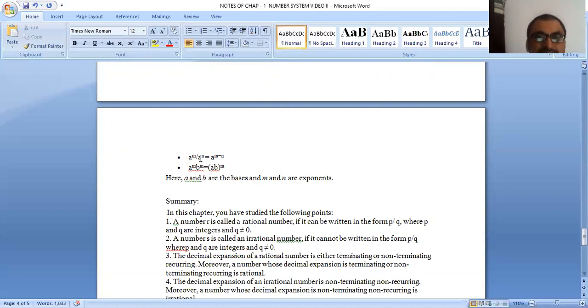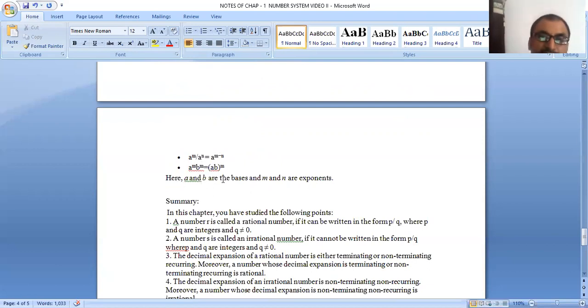Third is a to the power m upon a to the power n. Here in division, the base is same and the exponents are different. In division we have to subtract the exponents. So we can write a to the power m minus n. Clear? Now last is a to the power m into b to the power m. You can see here a and b are different bases, and m is the same exponent. So we can write a into b to the power m.